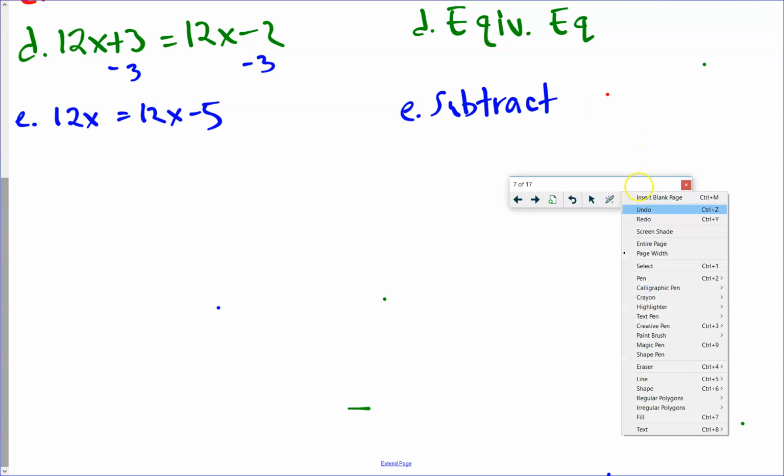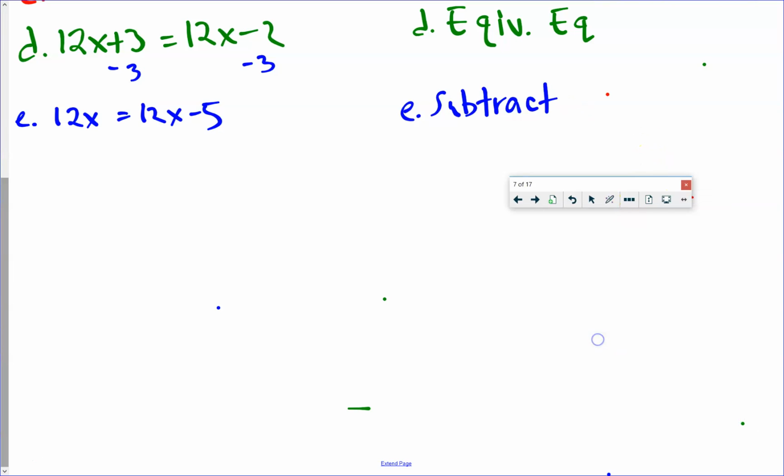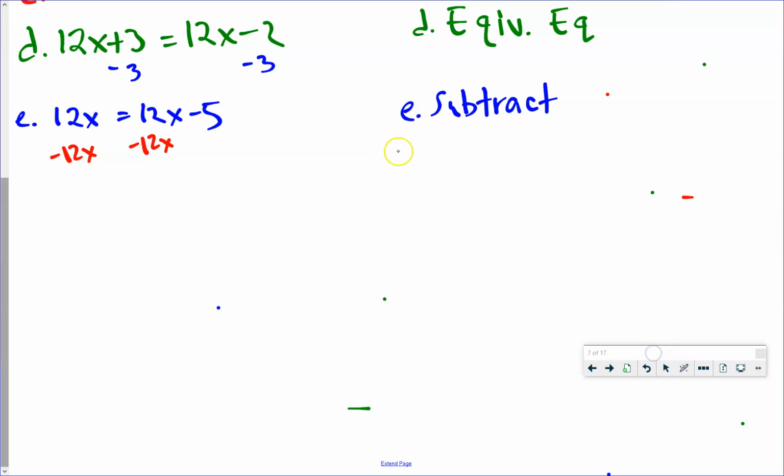And then I'm going to subtract 12x and watch what happens. When I subtract 12x over, okay, so part F, I'm subtracting again. 12x minus 12x gives me 0. So I get 0 is equal to negative 5. Well, that's not true, is it? That is not a true statement.